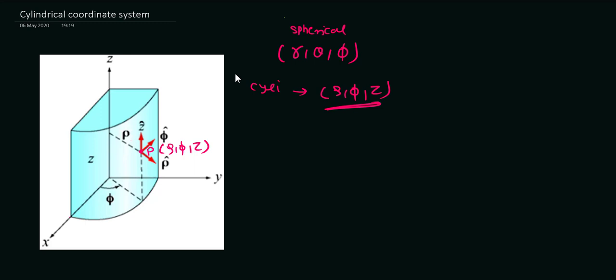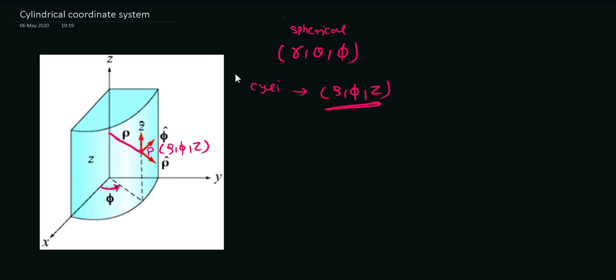Now this distance rho is the distance of this point P from the z-axis. As you can see in this picture, if you draw the perpendicular from this point onto the z-axis, then you will get the length of this distance rho. Now what is the angle phi? Angle phi is still the same as we had in the spherical coordinate system. This is the angle from the positive x-axis.